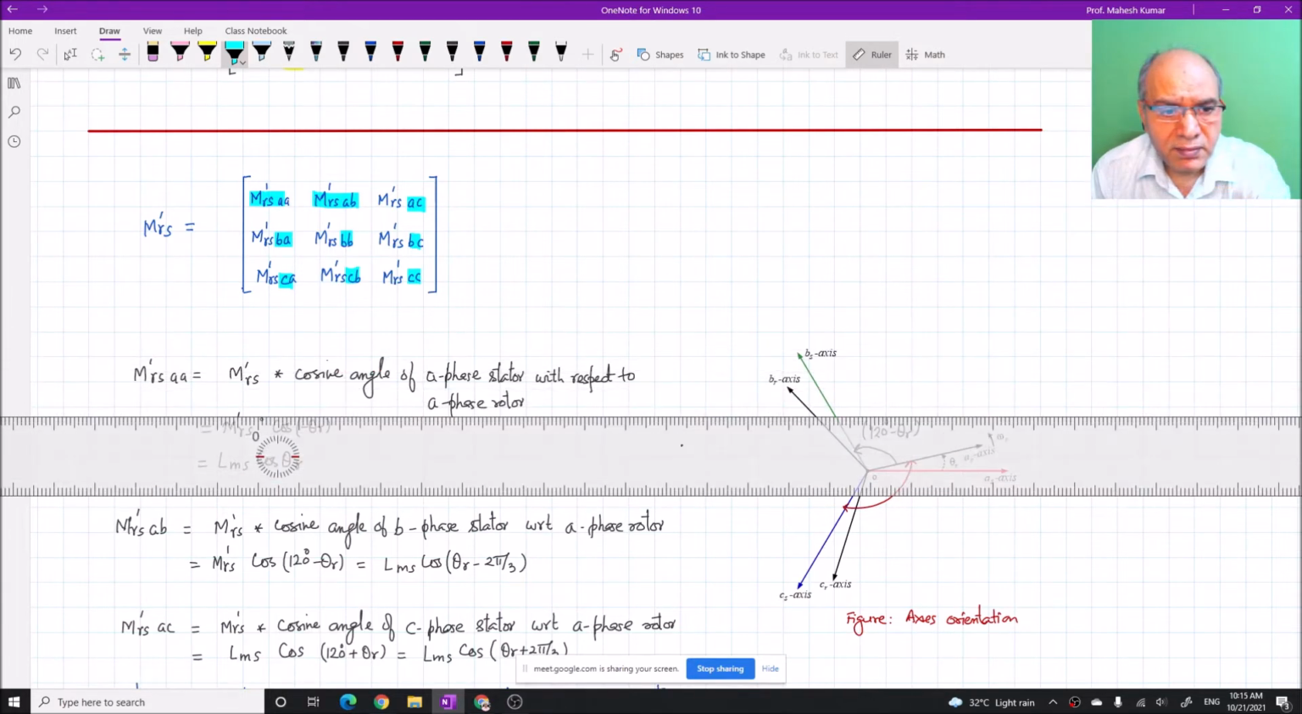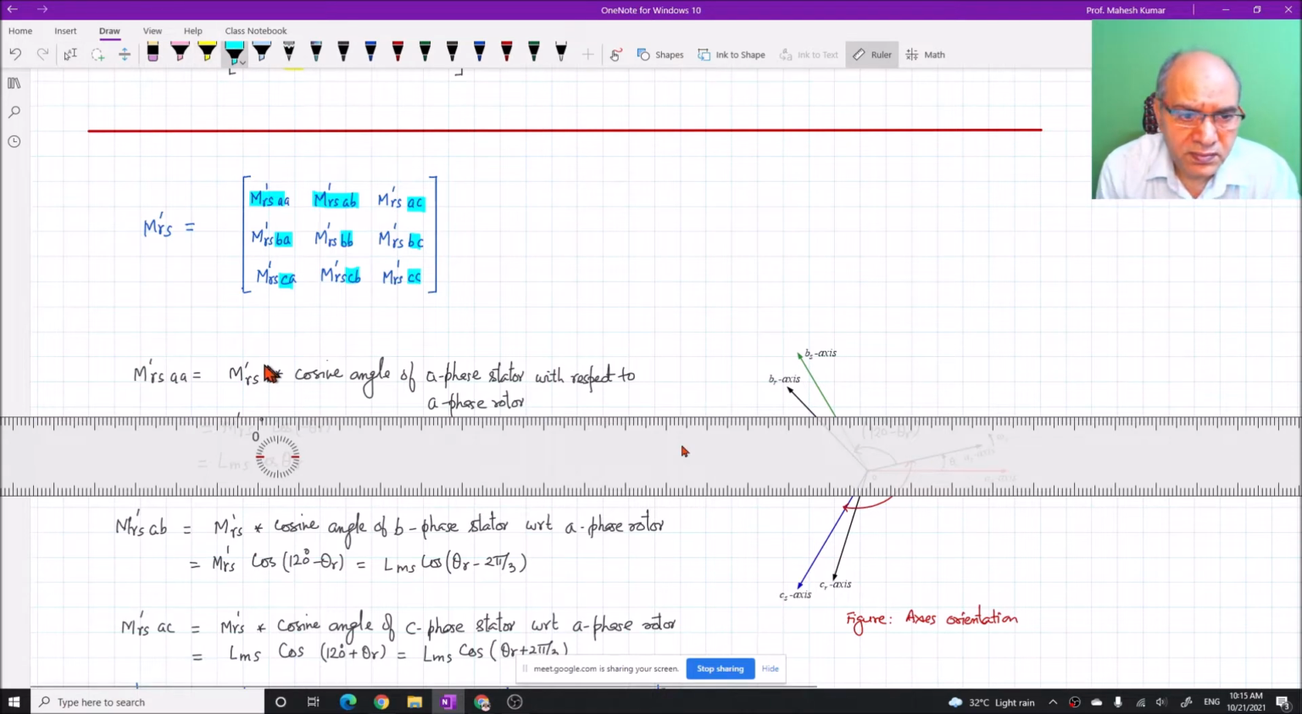So what is M_rs prime AA? Basically it is M_rs prime, the first term here, M_rs prime into the cosine of the angle of the A phase stator with respect to the A phase rotor. Here the currents flowing in the stator are linking to the rotor.